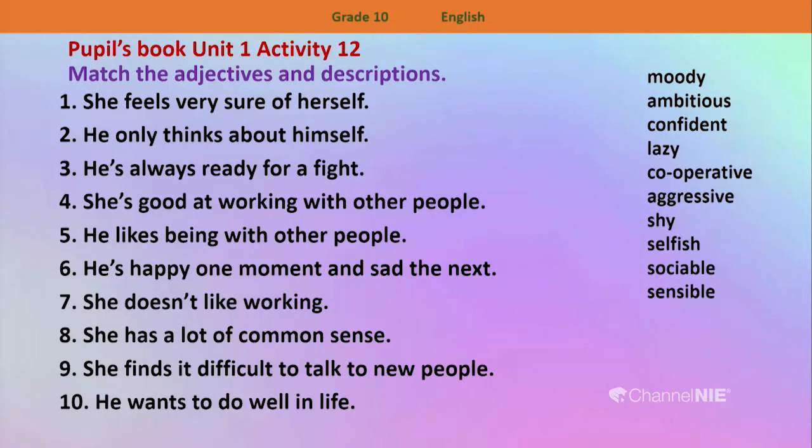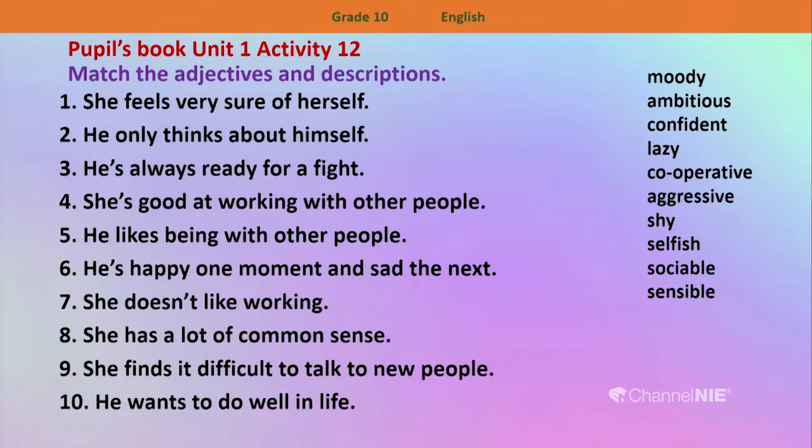First, let us read the adjectives. Yes, children. Moody, ambitious, confident, lazy, cooperative, aggressive, shy, selfish, sociable, sensible. All right. Sometimes you may feel that you don't know some words, but children, when you read the clues, you will get an idea. So now let us pay our attention to the descriptions.